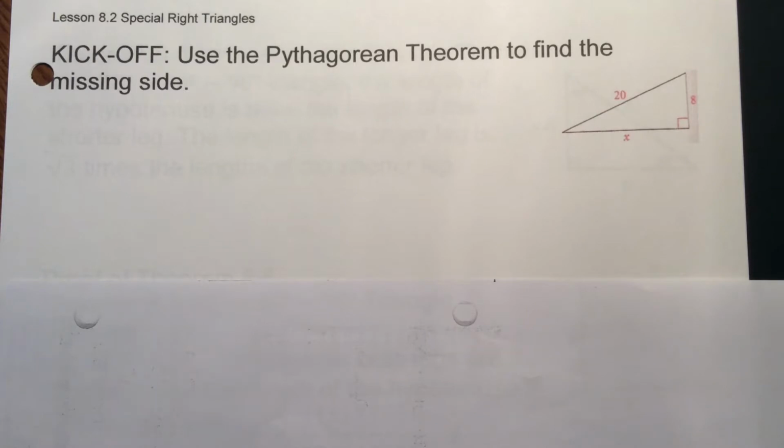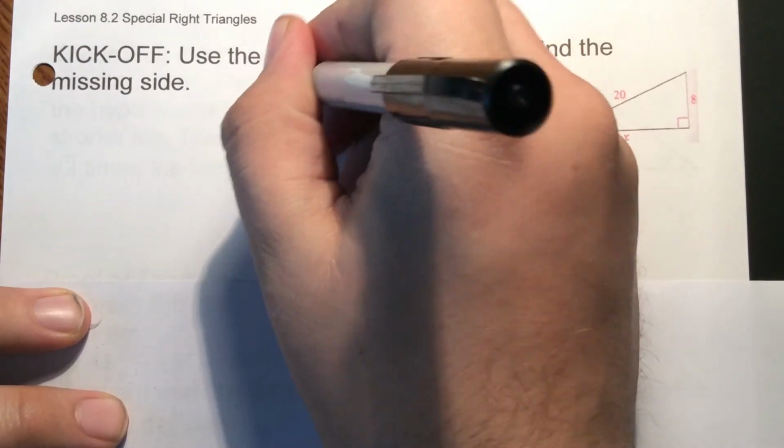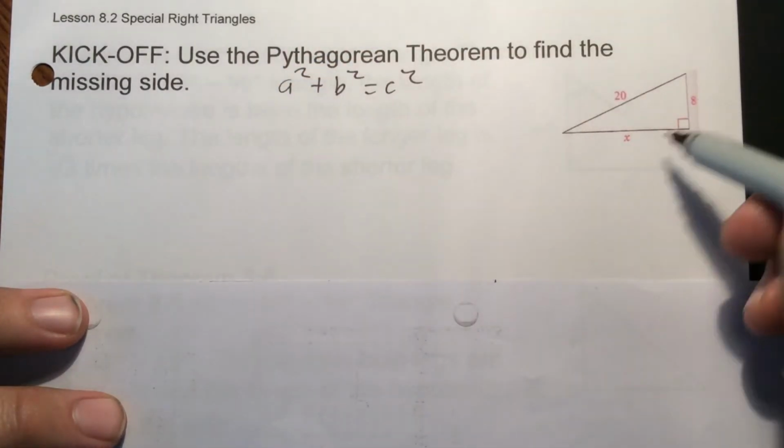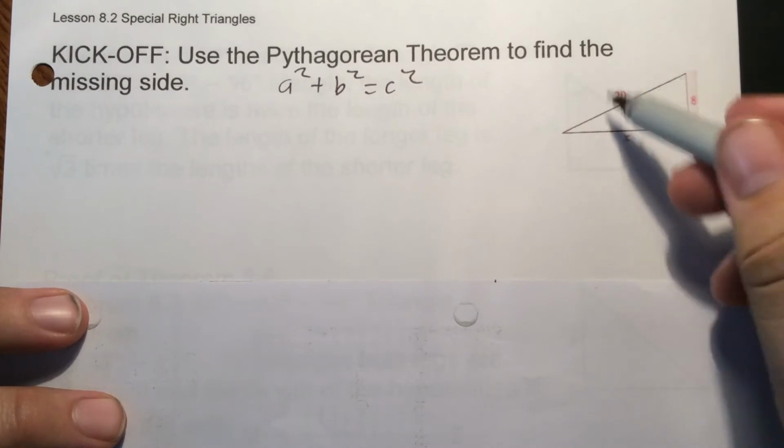So, yesterday, or at least the day before, we'll go with that. The last lesson, we'll go there. We were doing Pythagorean theorem. So, a squared plus b squared equals c squared. A and b being the two sides that are your 90, c being the hypotenuse.